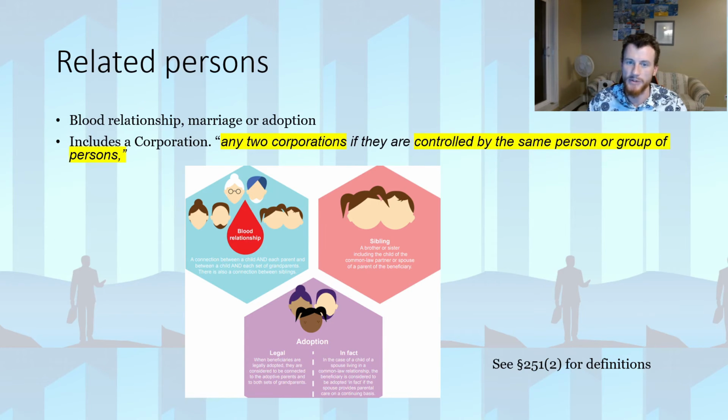When it comes to related persons, who is related? Any blood relationship. This is your grandparents, your kids, your grandkids, your parents, any of your siblings, adopted children, and brothers and sisters-in-law. It also includes corporations. One way I like to think about it is that corporations are like your own children. You've created them and they are in your name.